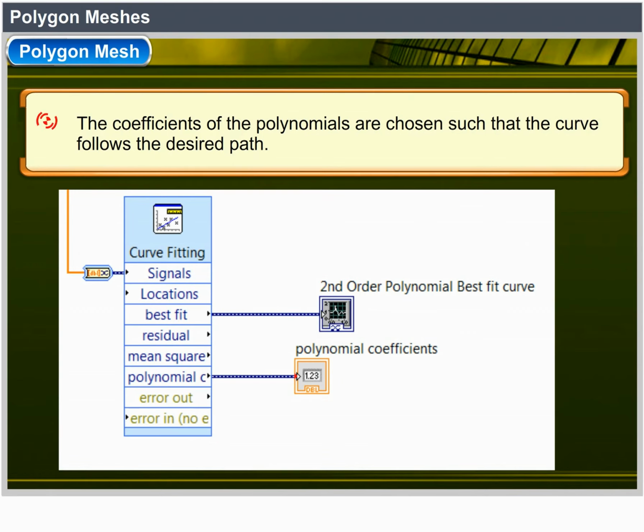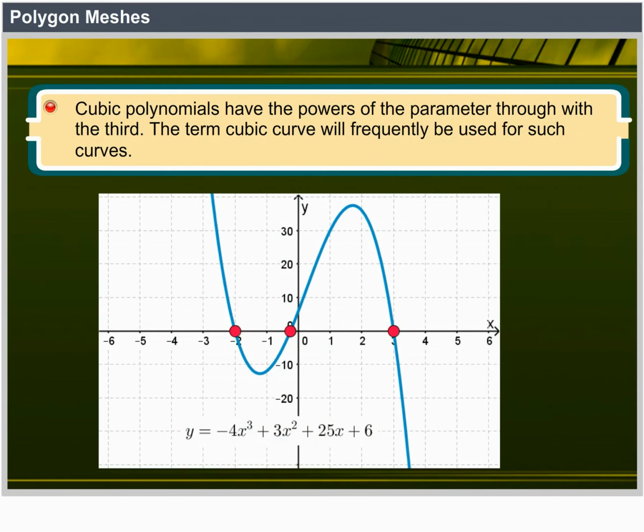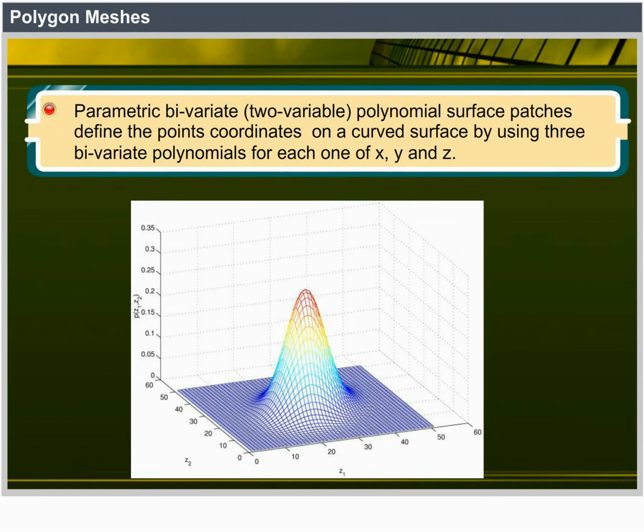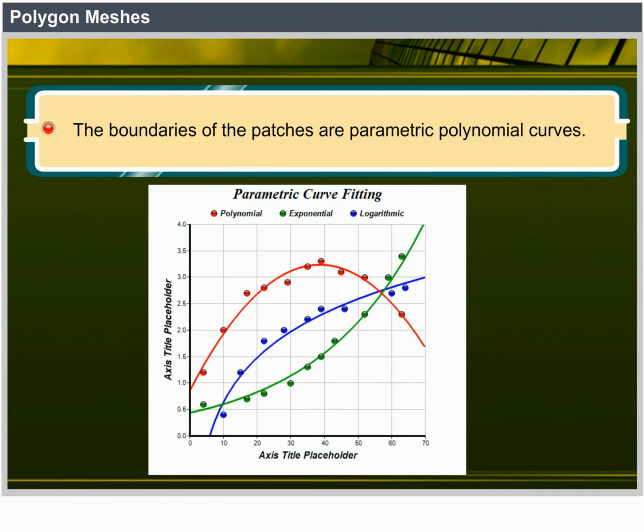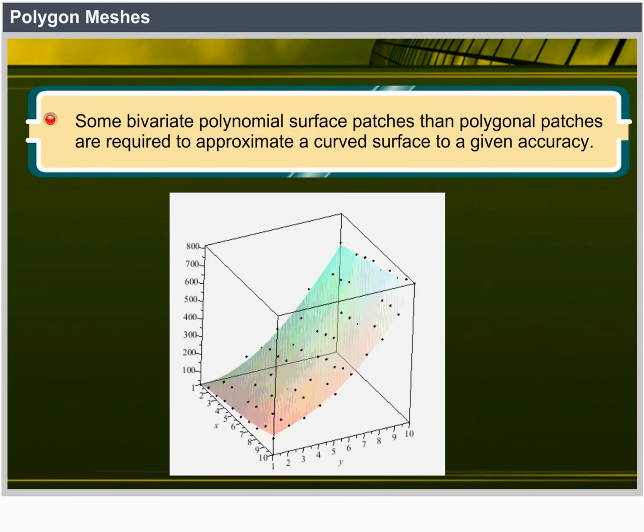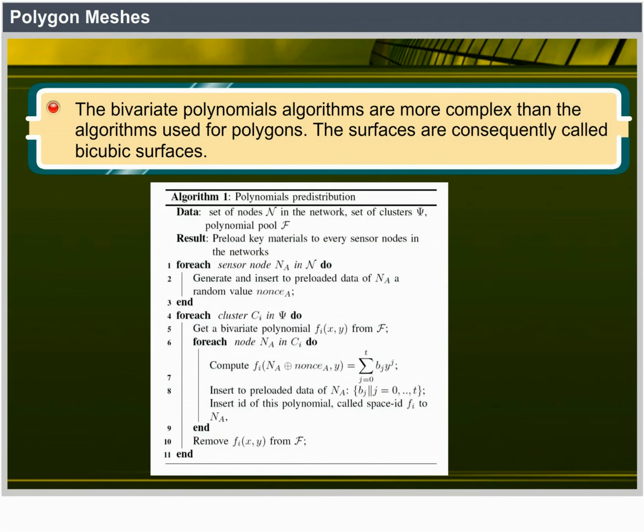Cubic polynomials have powers of the parameter up through the third. The term cubic curve will often be used for such curves. Parametric bivariate, two-variable, polynomial surface patches define the coordinates of points on a curved surface by using three bivariate polynomials, one for each of x, y, and z. The boundaries of the patches are parametric polynomial curves. Many fewer bivariate polynomial surface patches than polygonal patches are needed to approximate a curved surface to a given accuracy. The algorithms for working with bivariate polynomials are more complex than are those for polygons. The surfaces are accordingly called bicubic surfaces.